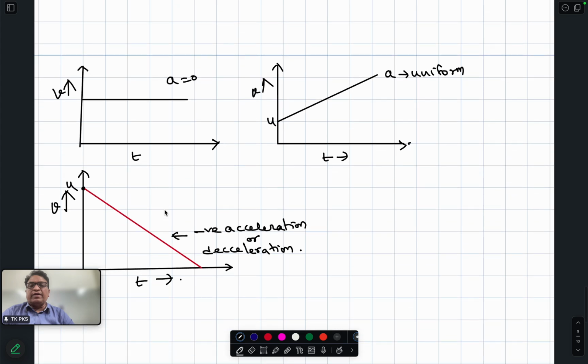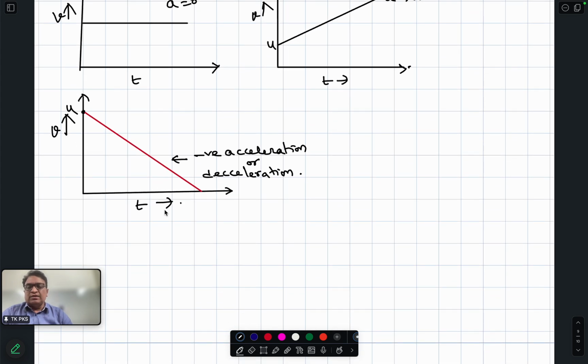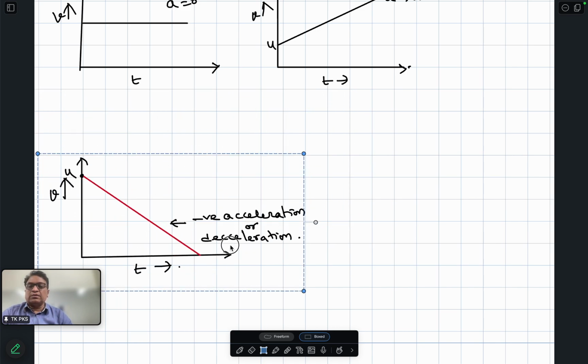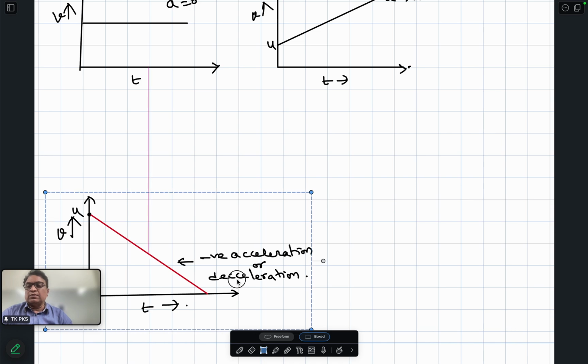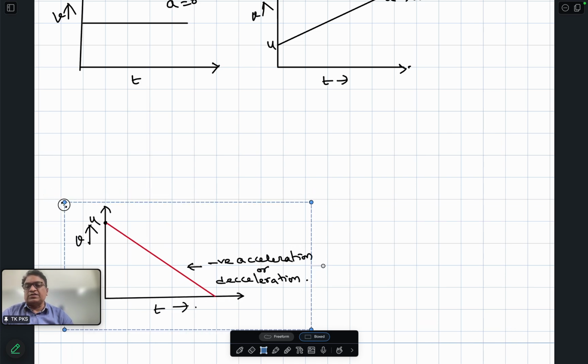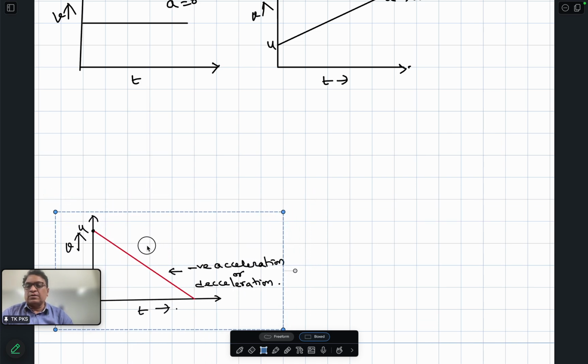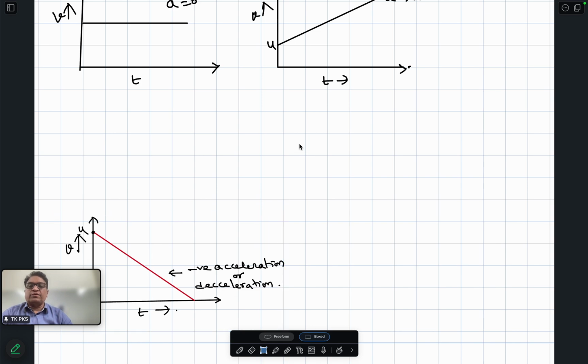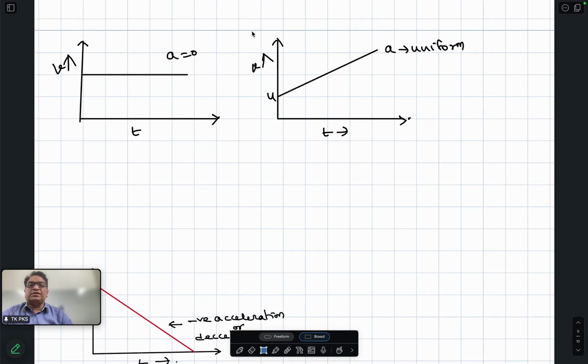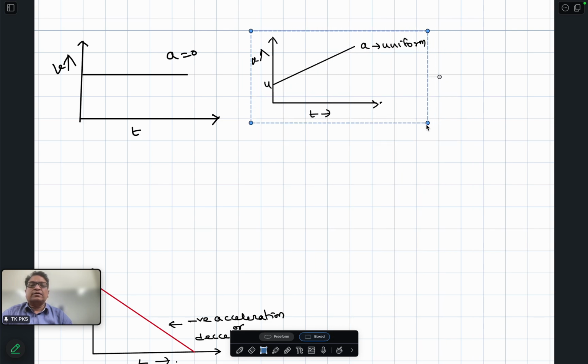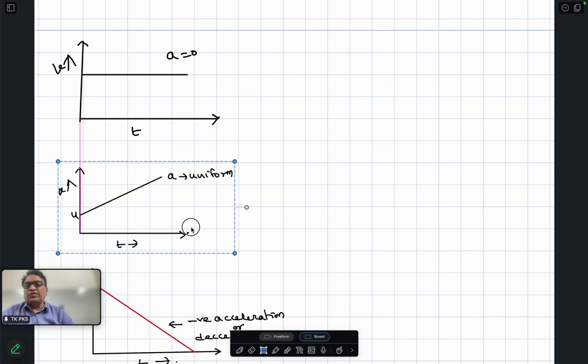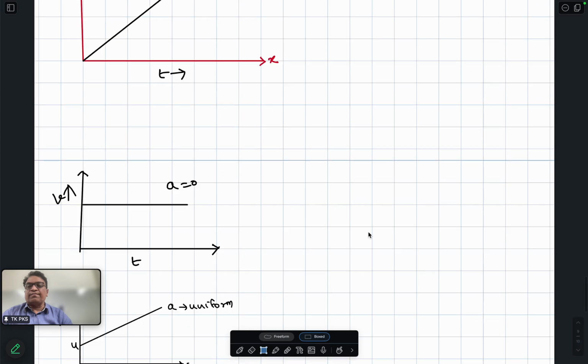Boys, do you have any doubt on this? If you permit me, I will rearrange these structures. I have a purpose in doing this. These are velocity time graphs.